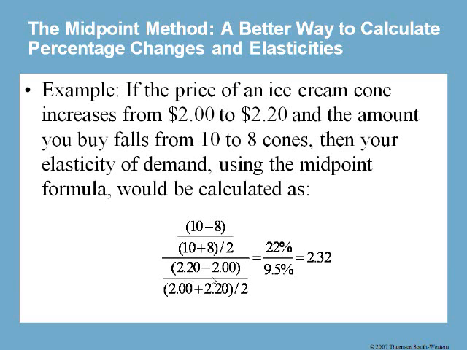On the bottom of the equation, we have the difference in the price. So it's going to have 20 cents divided by $2.10, and that gives us 9.5%. So when you divide these two answers and simplify the whole thing out, you get 2.32. 2.32 means that the good is in fact elastic.